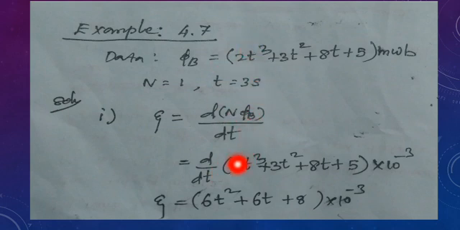Therefore I substitute 2t cube plus 3t square plus 8t plus 5 into 10 power minus 3. Milli means 10 power minus 3. Now I differentiate with respect to time. Differentiating 2t cube I get 6t square, 3t square gives 6t, and 8t with respect to time gives 8. The 5 is a constant, therefore it is cancelled. So finally EMF is 6t square plus 6t plus 8 into 10 power minus 3.